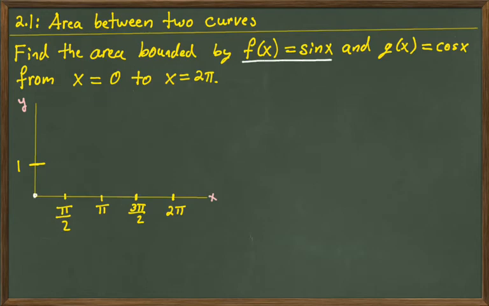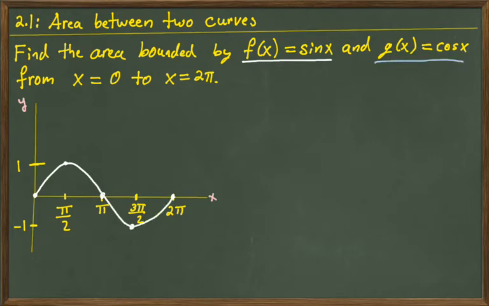Okay, so the sine of 0 is 0. The sine of pi over 2 is 1. The sine of pi is 0. The sine of 3 pi over 2 is negative 1. And the sine of 2 pi is back to 0. And so there is the sine graph.